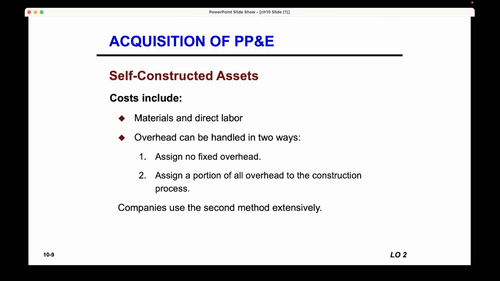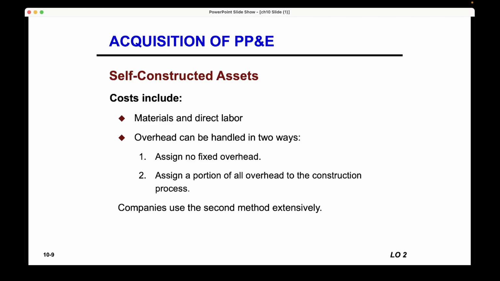Now let's dive into the concept of self-constructed assets. Companies often choose to build their own assets rather than purchasing them directly from suppliers. When a company constructs an asset on its own, the costs associated with the asset include two main categories: materials and direct labor, as well as the overhead cost. First, materials and direct labor are straightforward. They include the raw materials used in the construction and the wages paid to the workers involved in the process.